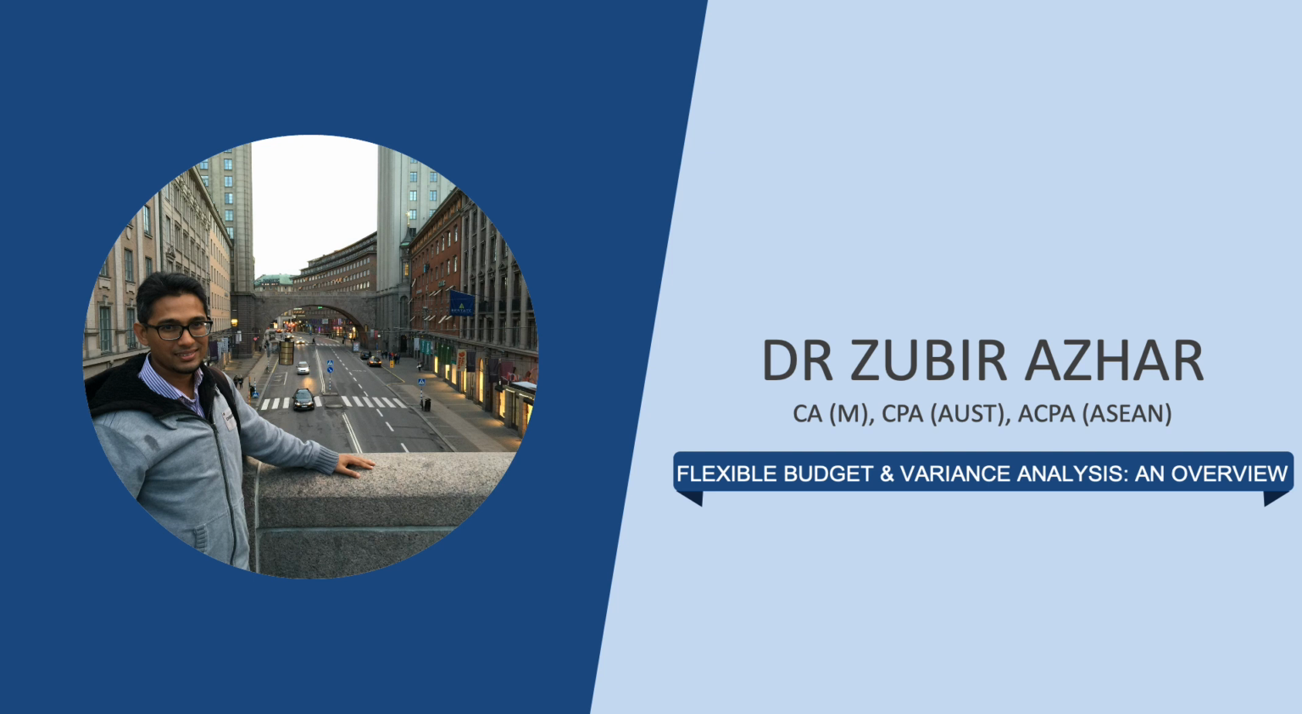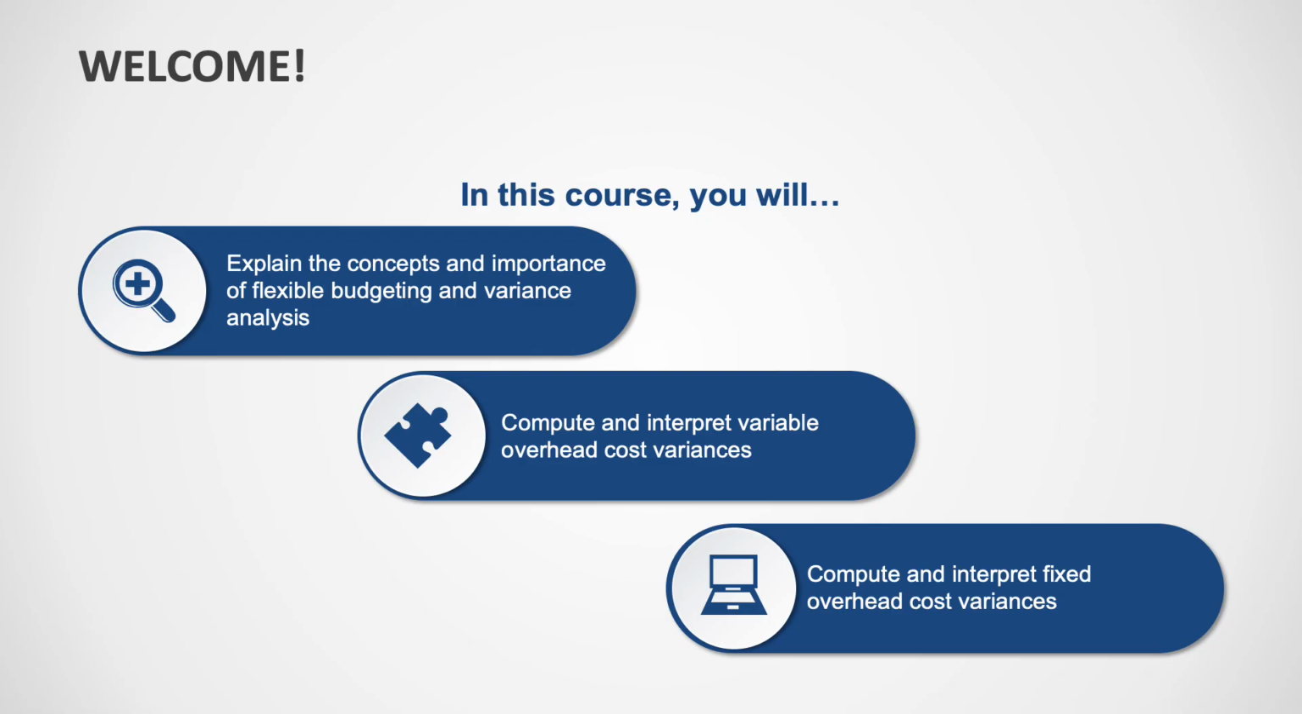I'm Dr. Zubair. I'm going to continue the lesson from where we stopped last time, which was budgeting, and now we shall look at the flexible budget and variance analysis. But at this moment, we're going to focus on the overview of flexible budget and variance analysis. What we are going to learn from this course will be, first, to explain the concepts and importance of flexible budgeting and variance analysis. Then we will expose the students to how to compute and interpret variable overhead cost variances. And lastly, we're going to conclude with computing and interpreting fixed overhead cost variances.